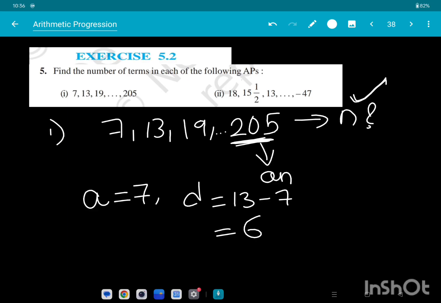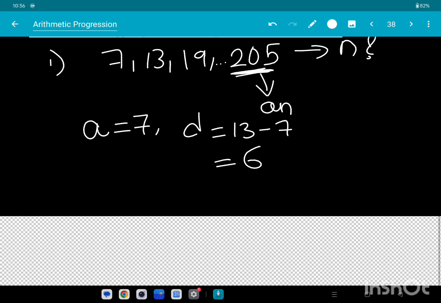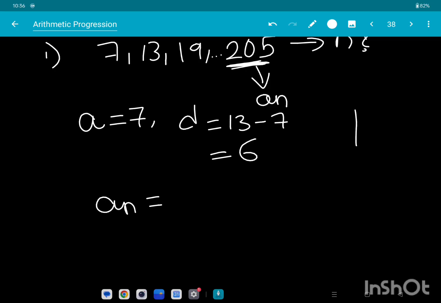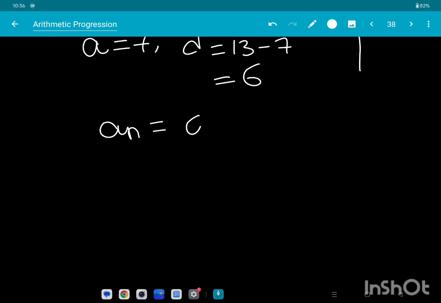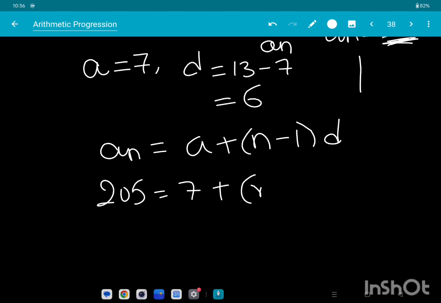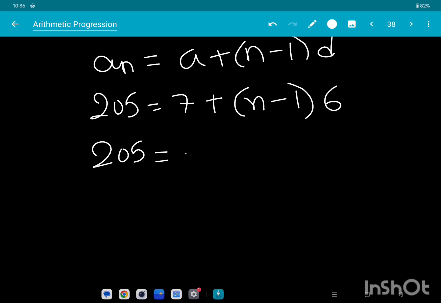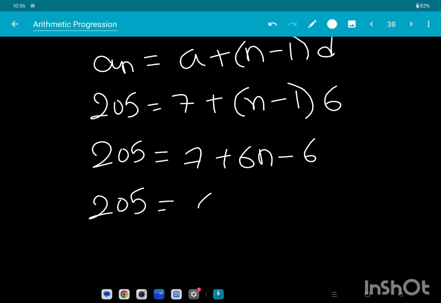Now we need to find the n value, which means how many terms are there in this AP. What is the an value? 205. So this is the last term only, right? If I find this nth term, then we will know how many terms are there in this AP. An is equal to a plus n minus 1 into d. 205 is equal to 7 plus n minus 1 into 6. 205 is equal to 7 plus 6n minus 6. 205 is equal to 6n plus 1, right?